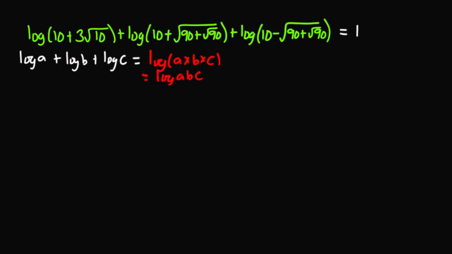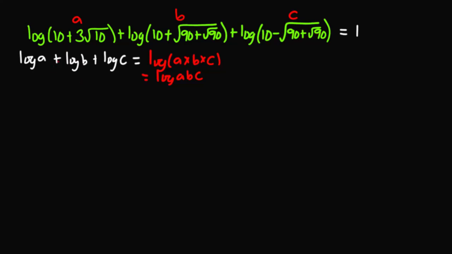So what it means is that we are going to apply this property in solving this particular problem, where in this case, our A stands for the 10 plus 3 root 10. Then our B is the 10 plus overall root of 90 plus root of 90. Then the C is represented by 10 minus overall root of 90 plus root of 90.